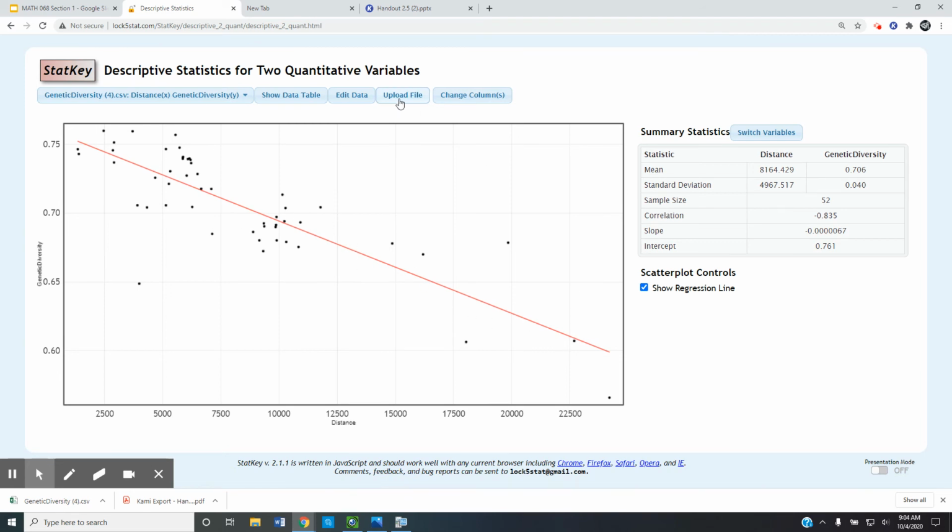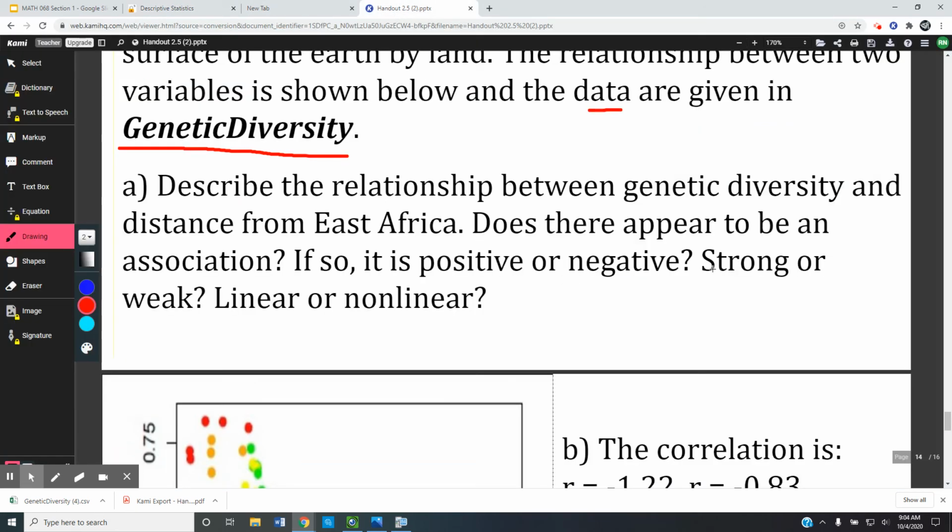That would be one. The second thing I would talk about is there's a negative correlation of 0.835, suggesting the association is a strong negative correlation. That would be considered strong. Anything above 0.75 is strong enough to talk about. What else was there? Strong.